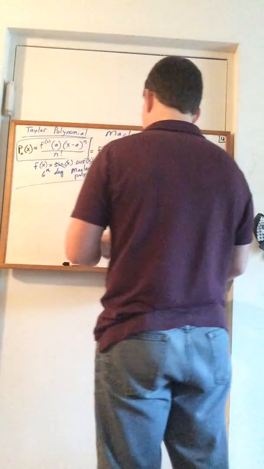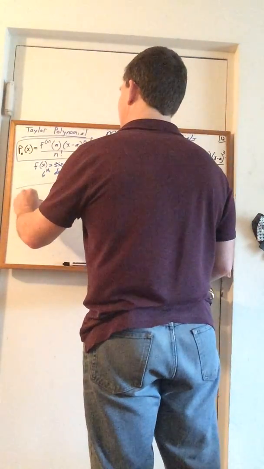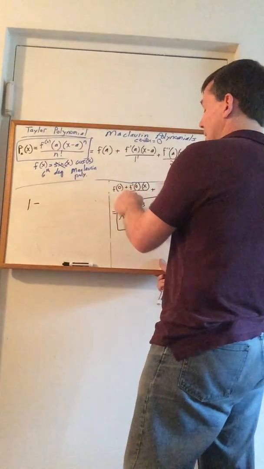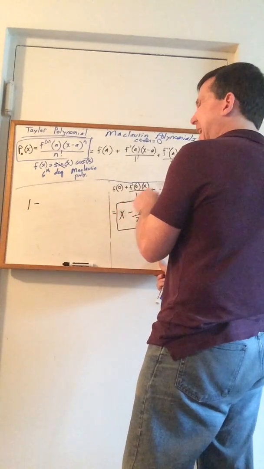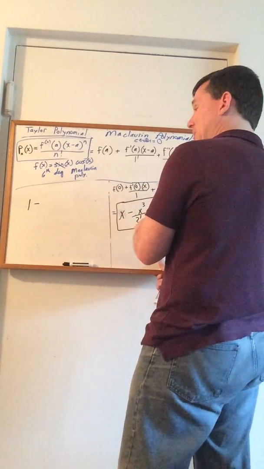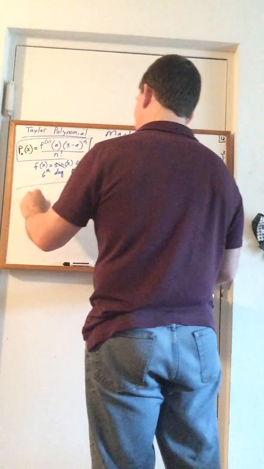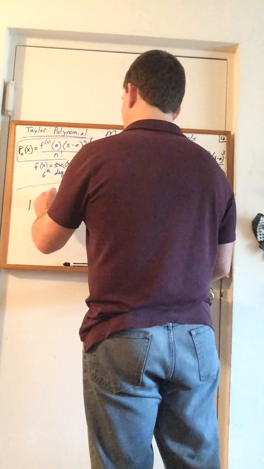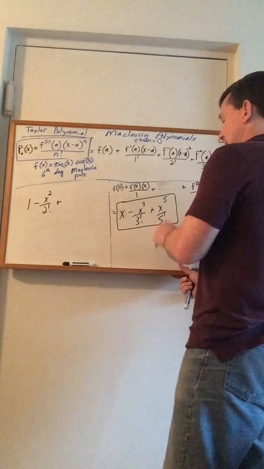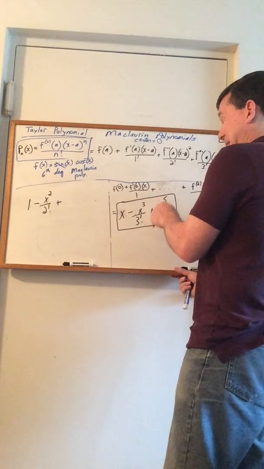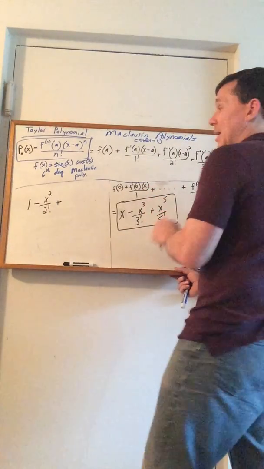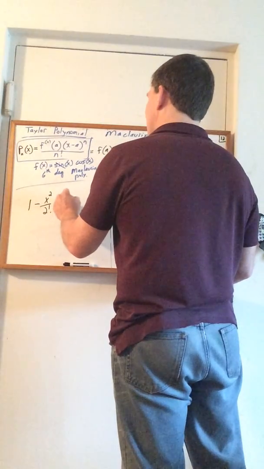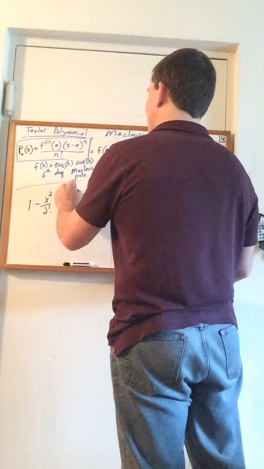If I do that, derivative of x is 1 minus the derivative here. Bring down the 3. It'll cancel the 3 in 3 factorial, and you'll be left with 2 factorial with an x squared on top. Plus, here, bring down the 5. It'll cancel the 5 and the 5 factorial. You'll be left with 4 factorial and an x to the 4th on top.